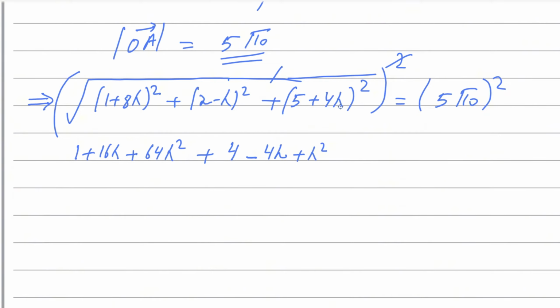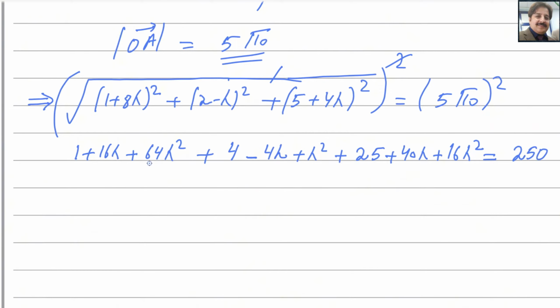Now expand this one. We will get here 25. And the product will be 10 times 4, which is 40 lambda, and the square of the last number will be 16 lambda squared. And on the right side, we get the answer as 25 multiplied by 10, which is 250. Now collect the like terms. 64 lambda squared and 1 lambda squared and 16 lambda squared. We add them together, we get here 81 lambda squared.